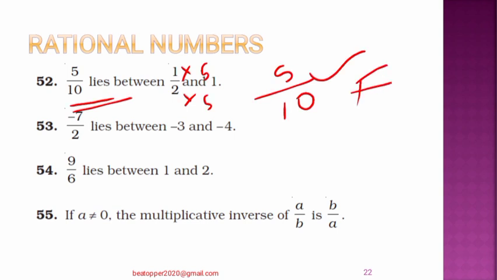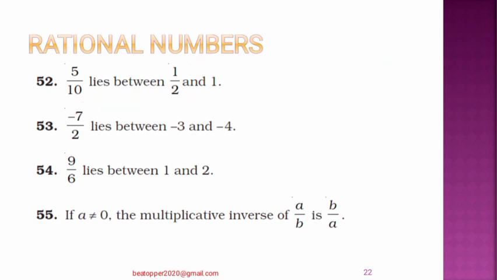Next question, minus 7 by 2 lies between minus 3 and minus 4. Minus 7 by 2 is nothing but minus 3 and 1 by 2. That means if you make it a mixed fraction, then 3 into 2, 6, then 1 is there. So minus 3 and 1 by 2 is its mixed fraction. So it is between minus 3 and minus 4. Minus 3 and half, or minus 3.5, is between minus 3 and minus 4. So it is true.